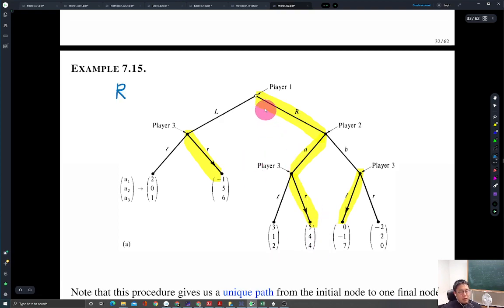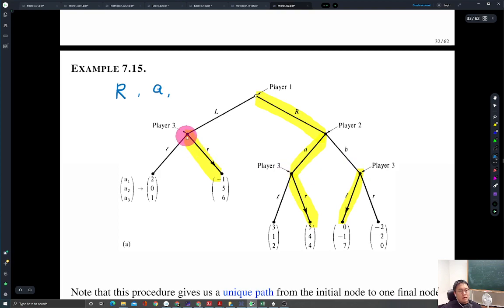And notice that for player 1, he has just one information set. So the action space is identical to strategy space, and so does player 2. His action space is identical to strategy space. Okay? And in this path, action A survives. Action B is eliminated. So we have strategy A for player 2, and for player 3, he has several separate information sets.